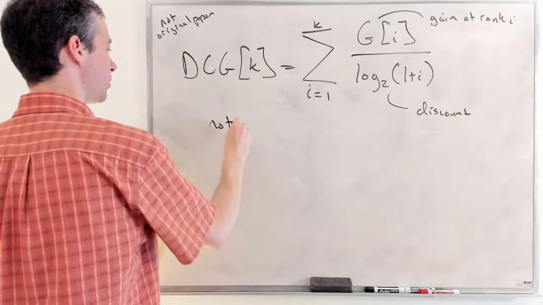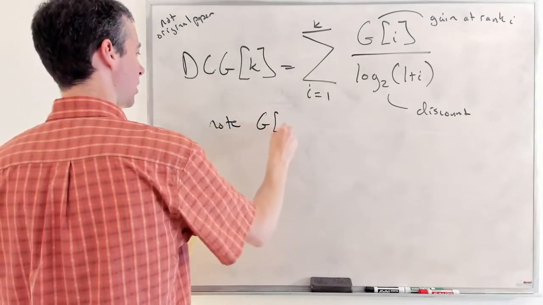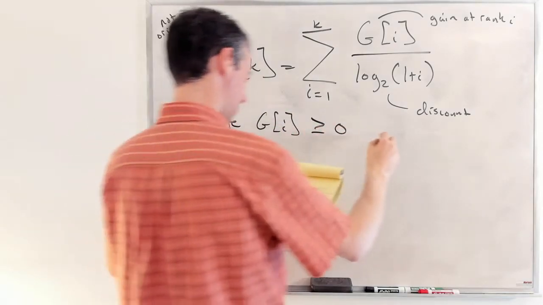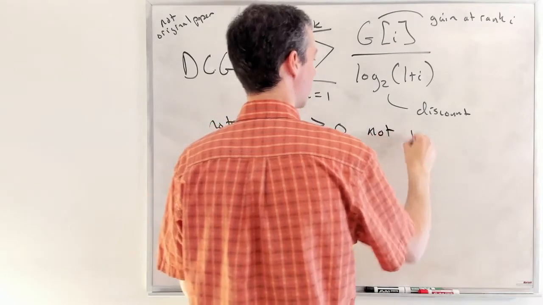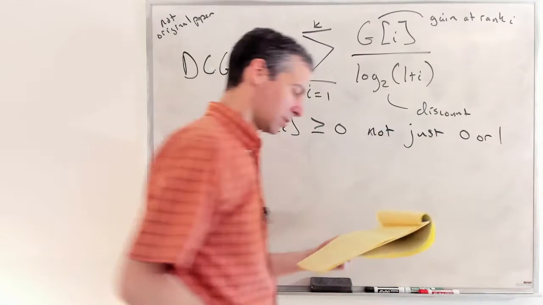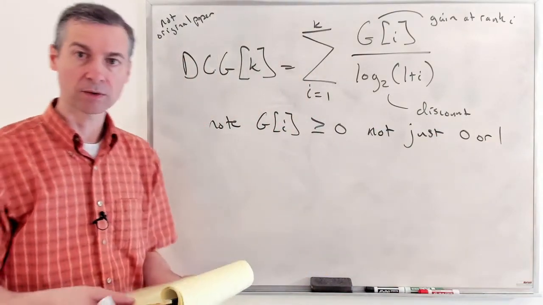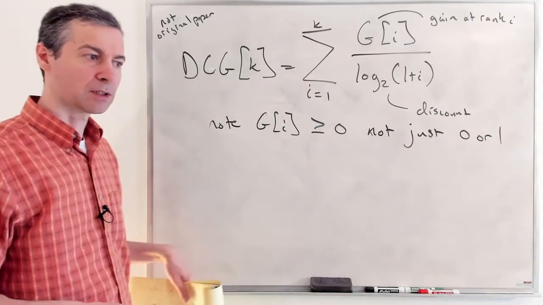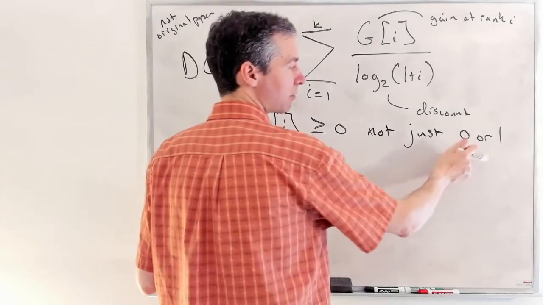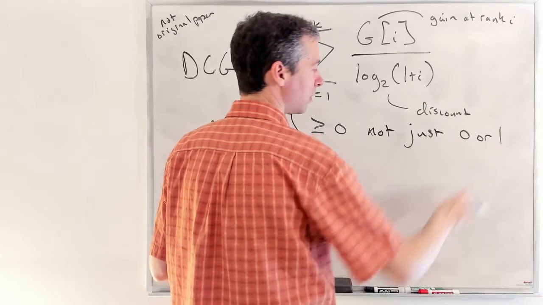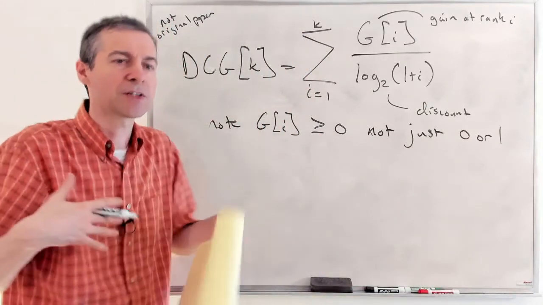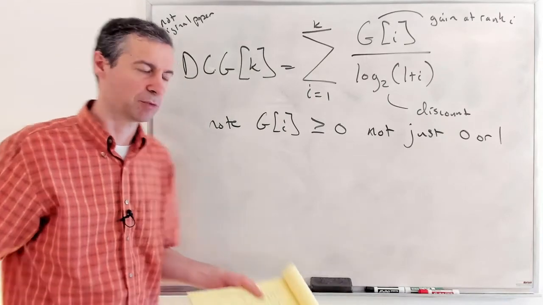So we want to make some notes about the gain. The gain at i is greater than or equal to 0. It's not just 0 or 1. This is one of the biggest things that came about: we're not going to just talk about a notion of binary relevance, so not relevant and relevant. We're actually going to start to say that there are different values to documents.